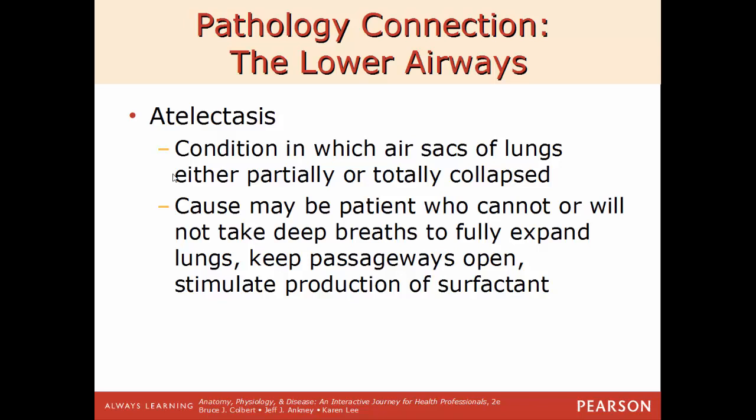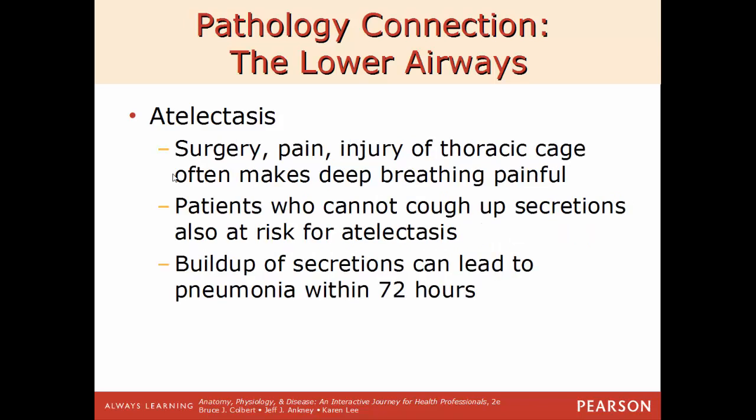Now the cause may be a patient who either cannot or will not take deep breaths to fully expand their lungs, which will keep the passageways open, which will stimulate the production of surfactant. Now surgery or pain or injury to the thoracic cage often make it difficult or painful to take a deep breath. So this can lead to the collapsing of a lung. Patients who cannot cough up secretions are also at risk for this condition. And the buildup of secretions can lead to pneumonia within 72 hours.